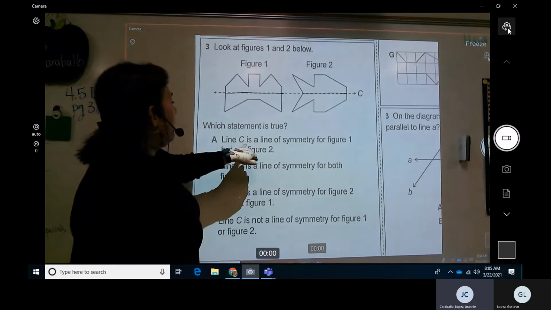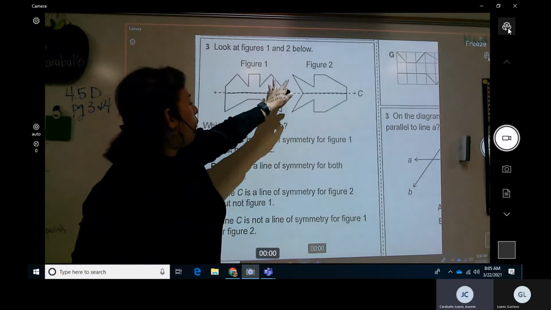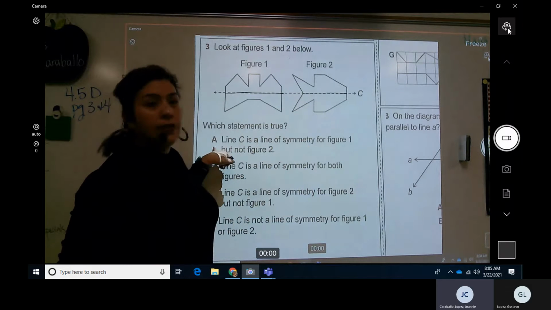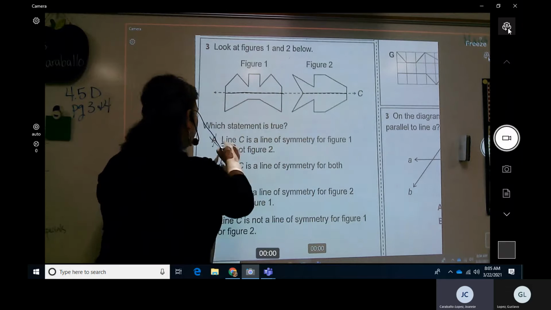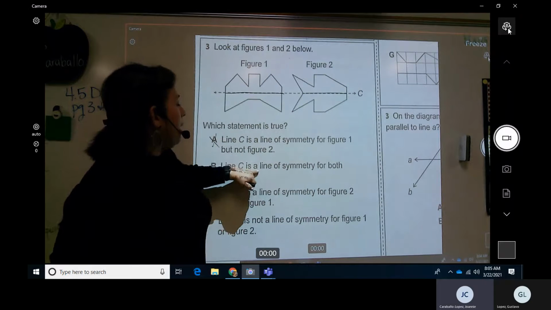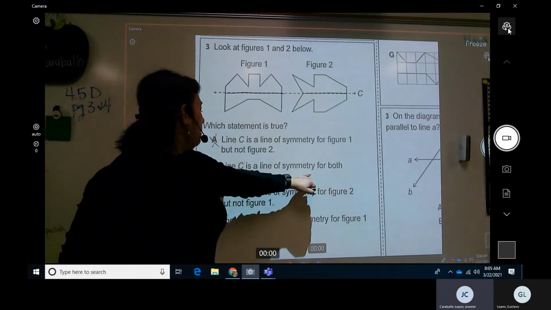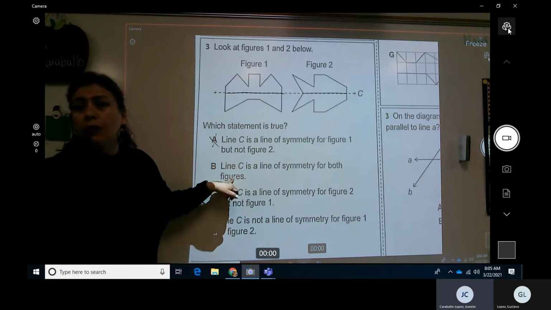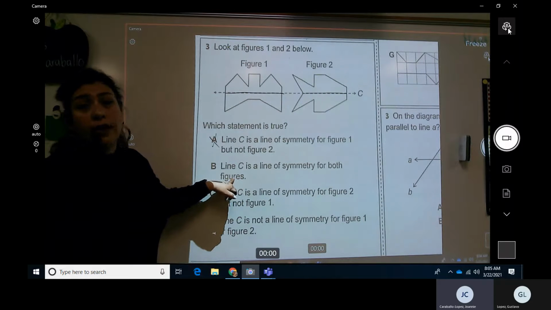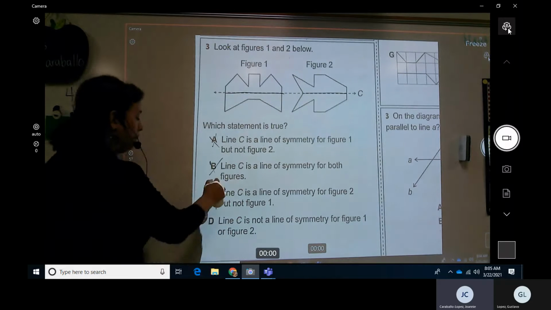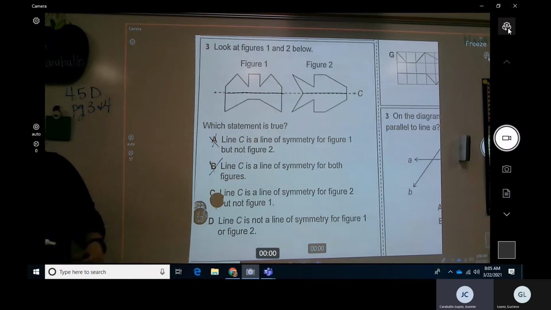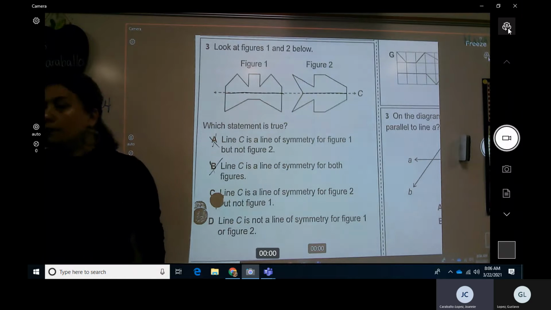So it says here, line C is a line of symmetry for figure 1, but not figure 2. Is this true? No. B, line C is a line of symmetry for both figures. Is that true? We already established that they're not going to have the same sides, right? Okay. So you talk to your group and figure out if it's C or D, really quickly.